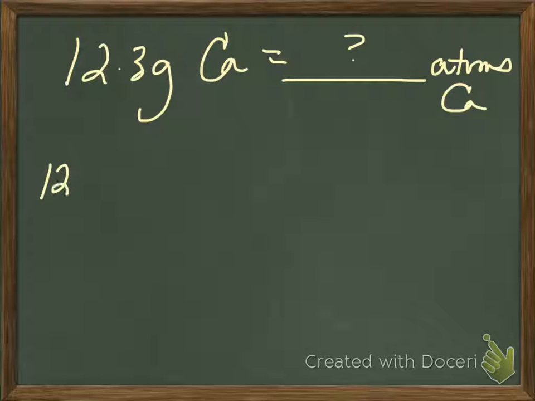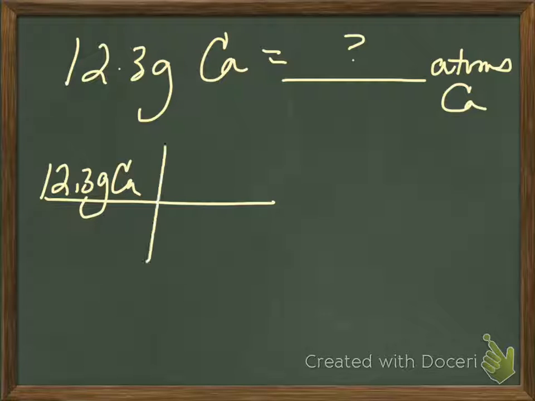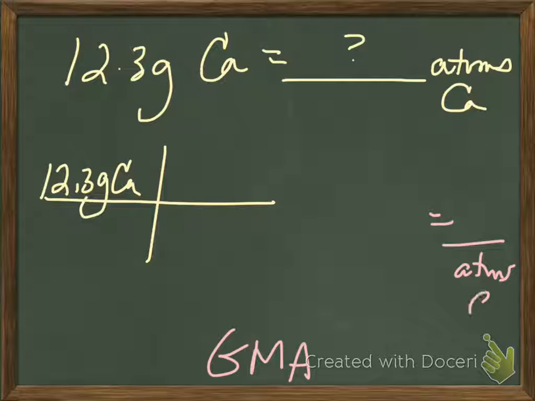Put the given in that first box: 12.3 grams of calcium. Next box, down to cancel. And remember, we want to get to atoms of calcium. What do we have to go through? Moles. Okay, so units and chemical down and below to cancel.